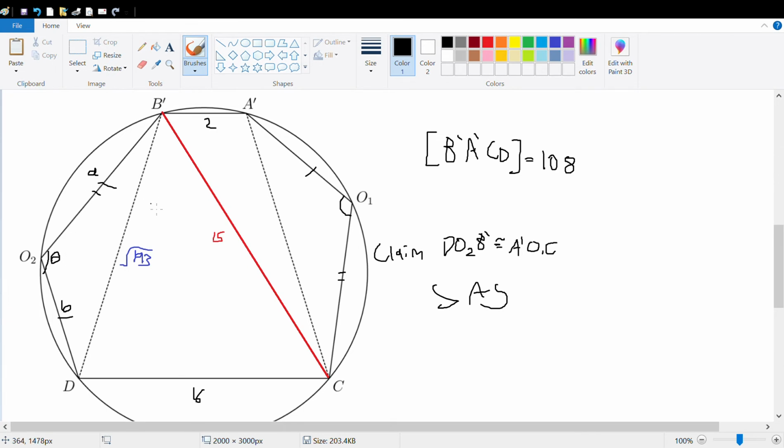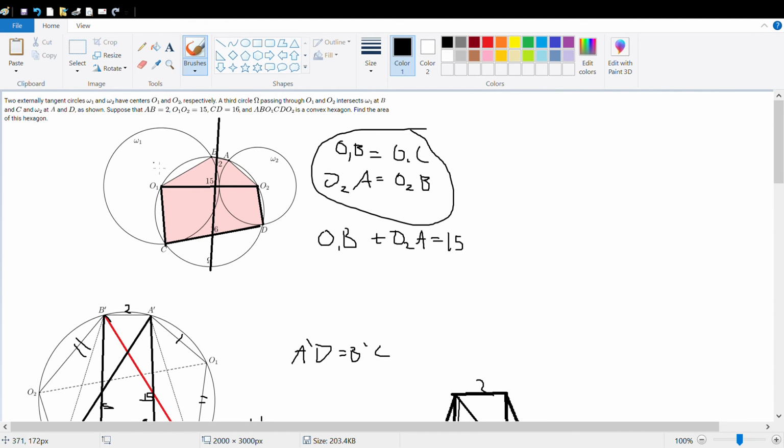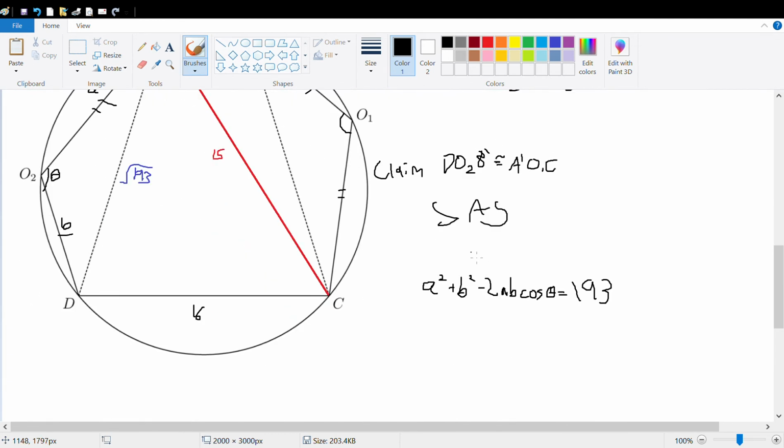So we're probably going to solve some system of equations or something like that. So we have that A squared plus B squared minus 2AB cosine of theta is equal to 193. And we also have from the very beginning, if you remember, that the sum of the radii is 15, so we have that A plus B is 15.